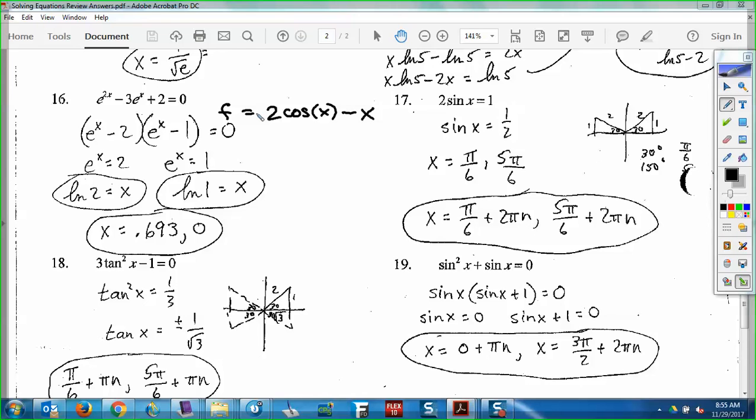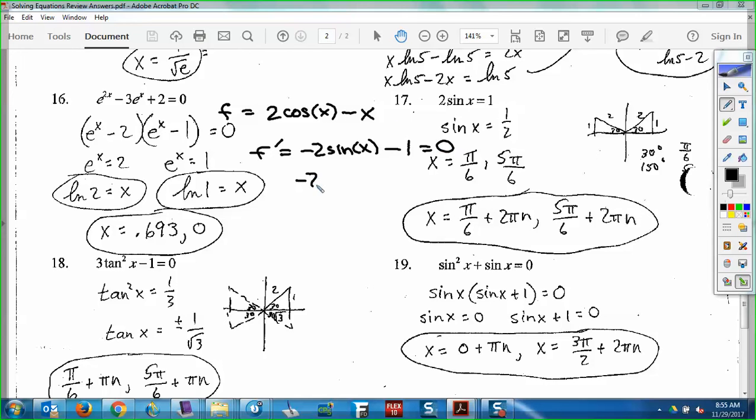And we wanted to find the local max and mins and where it increases and where it decreases, right? Well, where do we start? If you want to find the local max min, what do you do? Do the derivative, set it equal to 0. So f prime would be, derivative of cosine is what? Negative sine. The 2 out in front, what do we do with that? Keep it there. So we have negative 2 sine x. What's the derivative of x? 1. Minus 1, right? Minus 1, and we set it equal to 0, right?